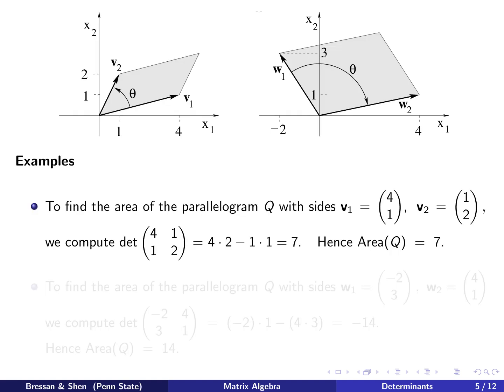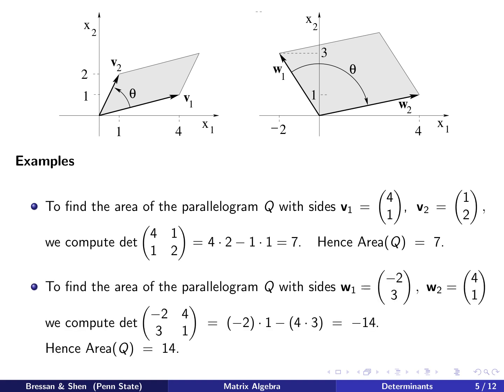Okay, so instead of proving that, let's take some examples of the determinant. Let's say we want to compute the area of the parallelogram with sides v1, which is (4, 1), that's the v1, and then v2 is (1, 2), which is here. Then we can compute the determinant of the matrix with columns v1 and v2, and we find that's 4 times 2 minus 1 times 1, which is 7, and it's a positive number. So the area of this parallelogram Q here is 7.